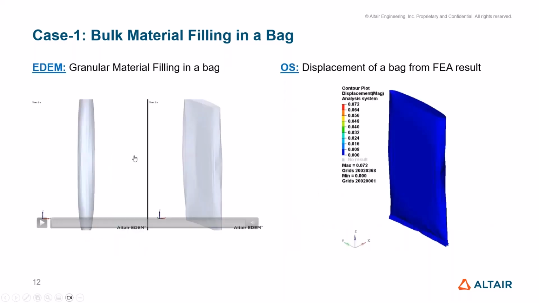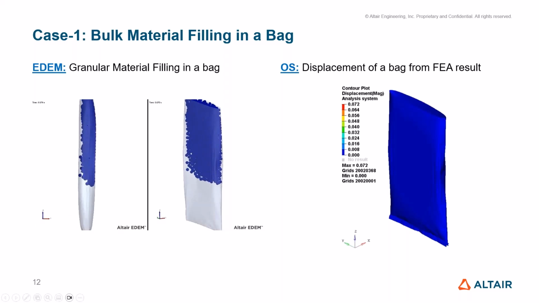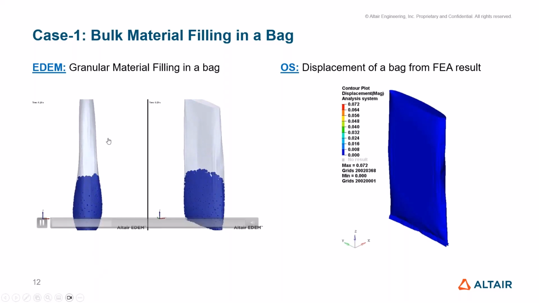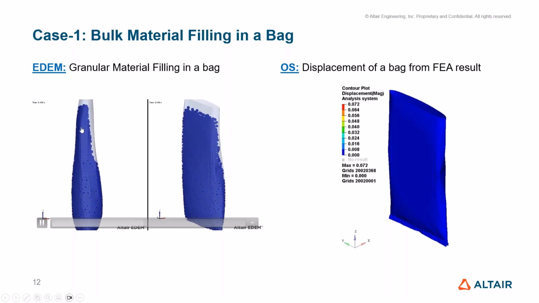Here the left side shows the EDEM results and the right side shows the FEA results. You can see the particle loading into the bag, and how it loads and deforms the structure due to the self weight of the material. This is one pass, and the second pass shows the deformation on the other side. The material is loaded in the other direction, and we can see the deformation due to the material movement as well as the geometrical deformation.